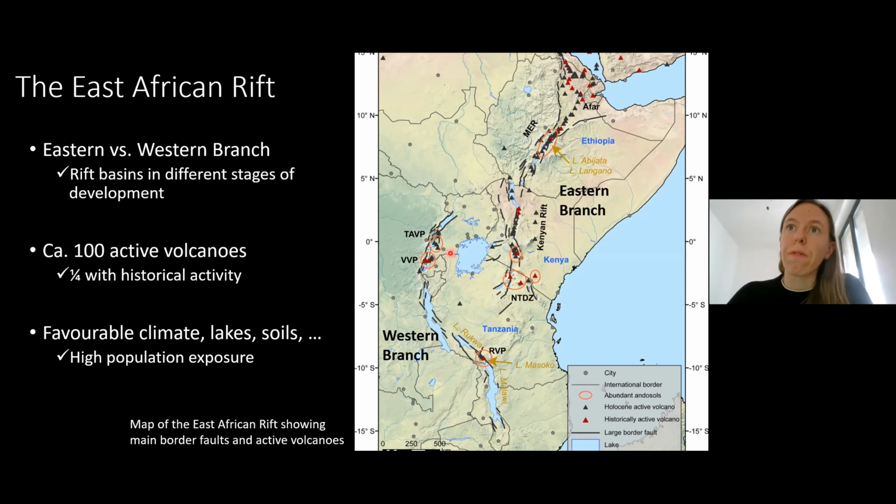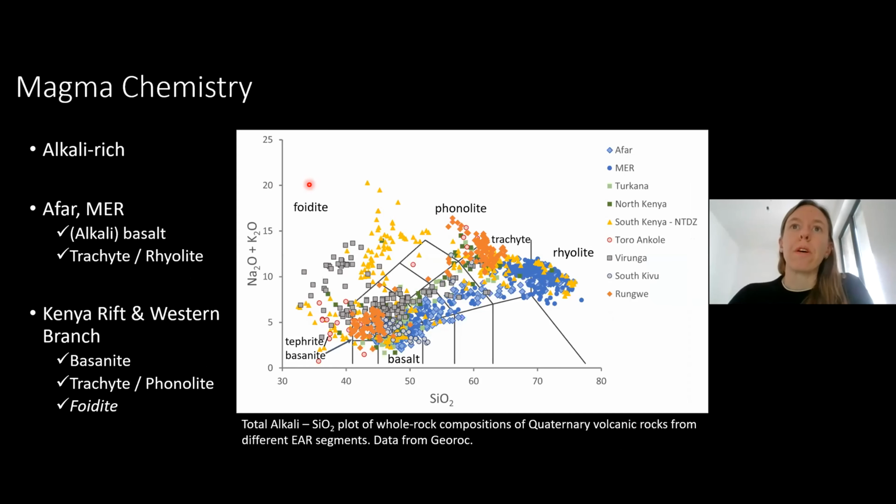In addition, you also have some of these areas encircled in red. Those are places where we have abundant andosols. Those are rich, fertile soils that are typically developed on young volcanic deposits, which provide a good source for cash crop farming. That is just one example of the plenty of resources that are also associated with the volcanism in East Africa. Lots of resources obviously means lots of people. So we have altogether about 25 million people living within 30 kilometers of any of the volcanoes in East Africa.